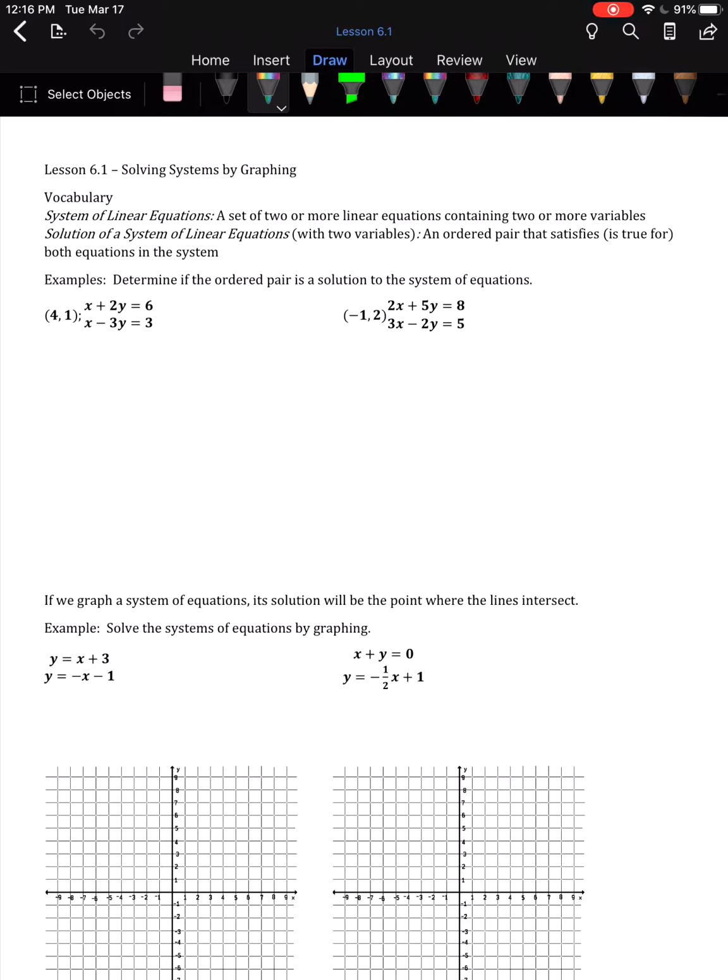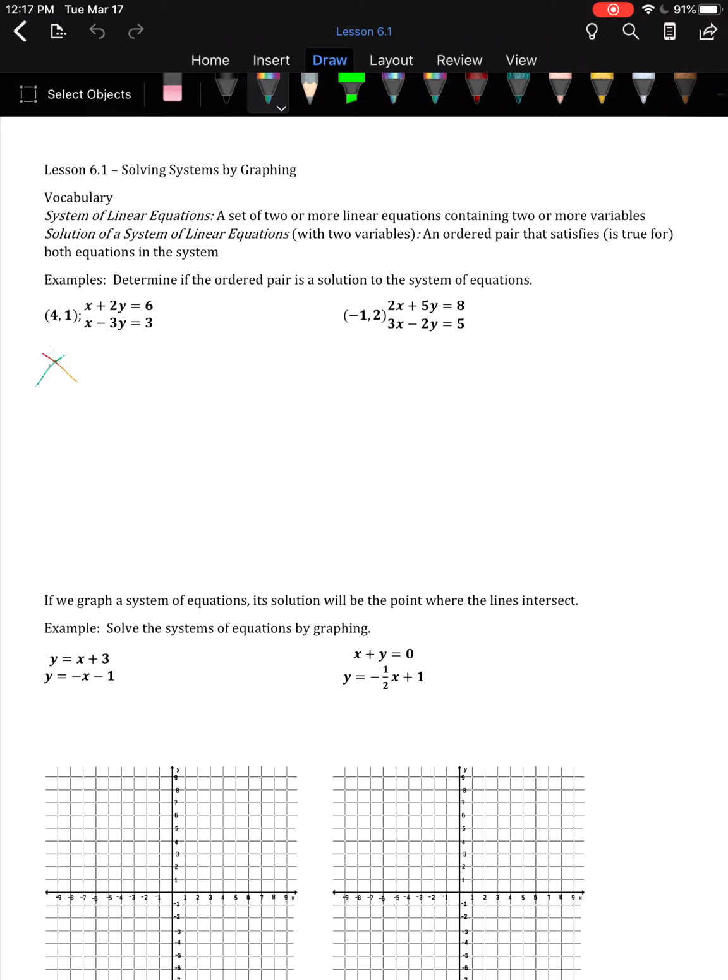So in section 1, we're going to test ordered pairs to see if they are solutions, and we are going to graph equations to see where their solution point is. Up first is determining if an ordered pair is a solution. So in the first example here, I have the ordered pair (4, 1), and I'm given two different equations. What we're going to do is take those equations and plug 4 in for x, 1 in for y, and see what happens.